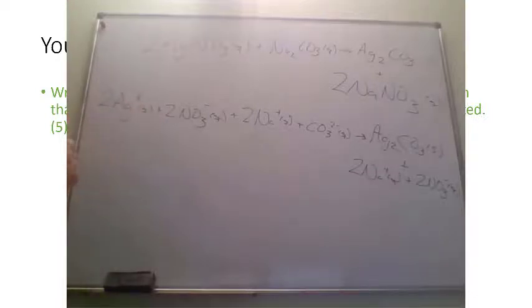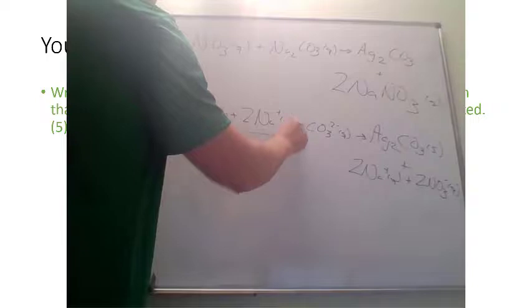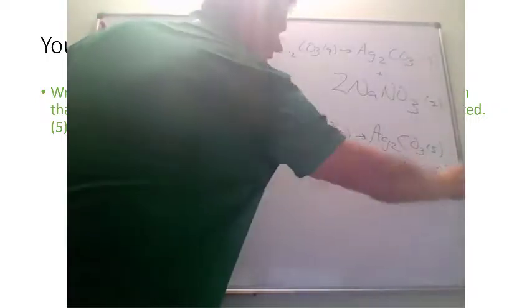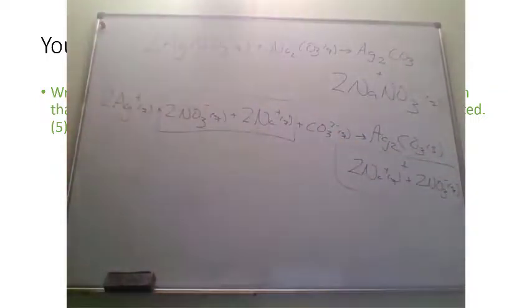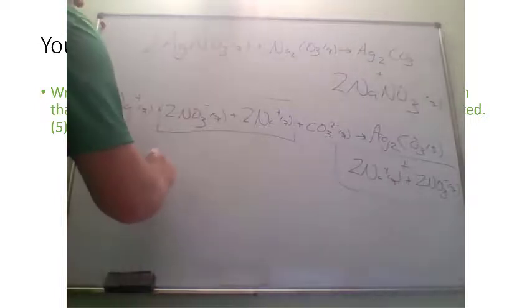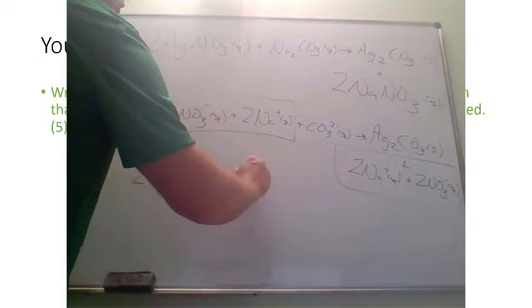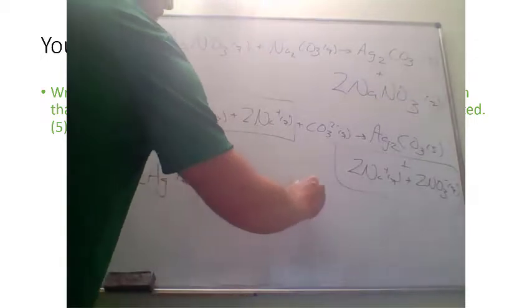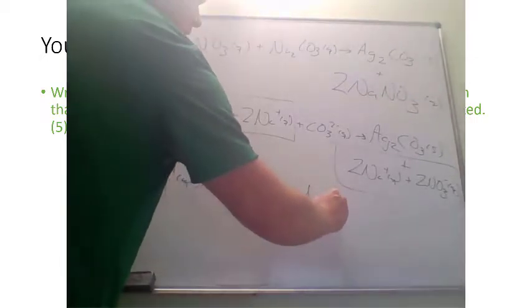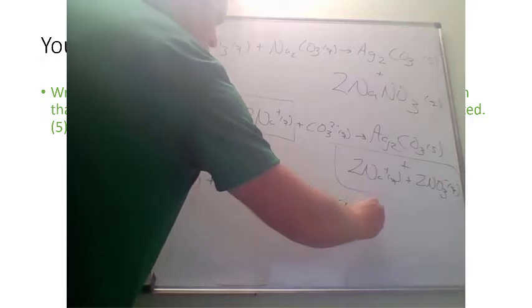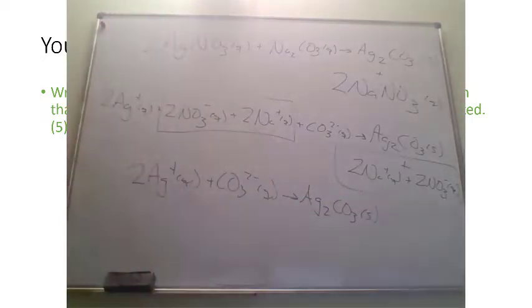And then finally, our net ionic equation, we identify our spectator ions, which are going to be our nitrate and our sodium. Sodium and nitrate are present on both sides, so we can cut those out, meaning that we have 2 Ag plus aqueous plus CO3 2 minus carbonate gives us our insoluble silver carbonate solid for our net ionic equation.